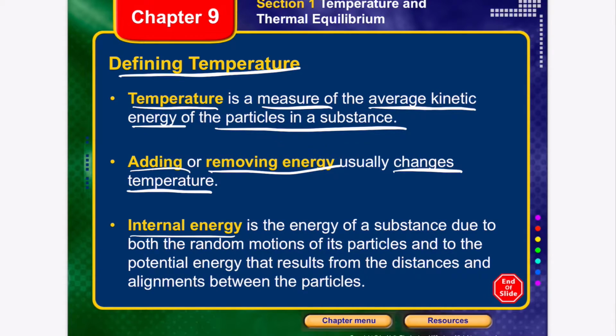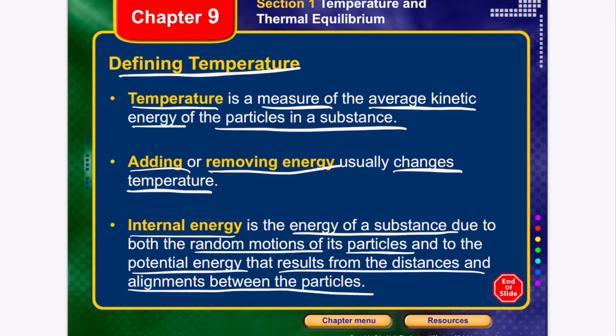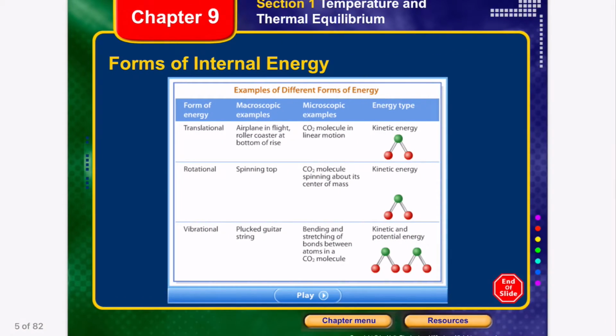So what is the internal energy? Internal energy is the energy of a substance due to both the random motion of its particles and to the potential energy that results from the distances and alignment between the particles. So there are three forms of internal energy.